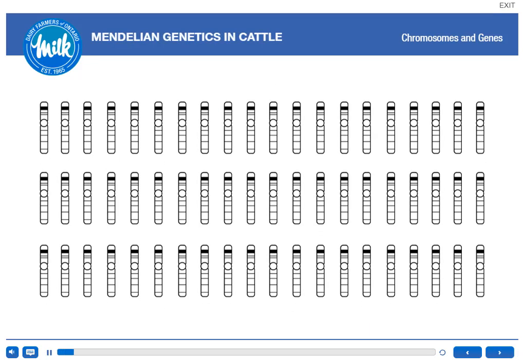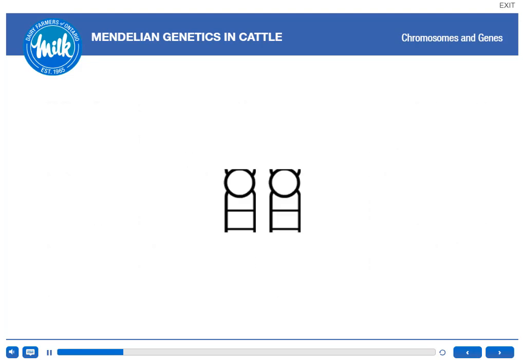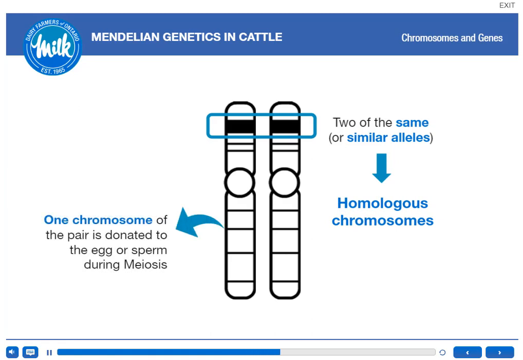In cattle somatic cells, the 60 chromosomes may be arranged in 30 pairs, and each chromosome in the pair carries the same or similar alleles. Two chromosomes with the same or similar genetic material in a pair are called homologous chromosomes. When gametes are formed, only one of the chromosomes in each homologous pair is donated. Therefore, the sperm or egg carries one allele for a gene. At fertilization, the zygote will possess two alleles again for each gene.